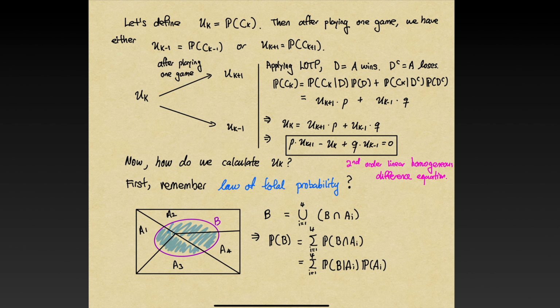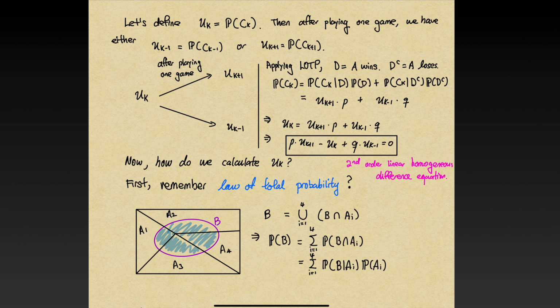Okay, so we want to find the probability of C of k, and let's denote U of k to be this, just to simplify the notation. As I talked about before, from U of k, we either have U of k plus 1 or U of k minus 1. This means player A won the match, or this means player A lost the match. And then how should we find this U of k?